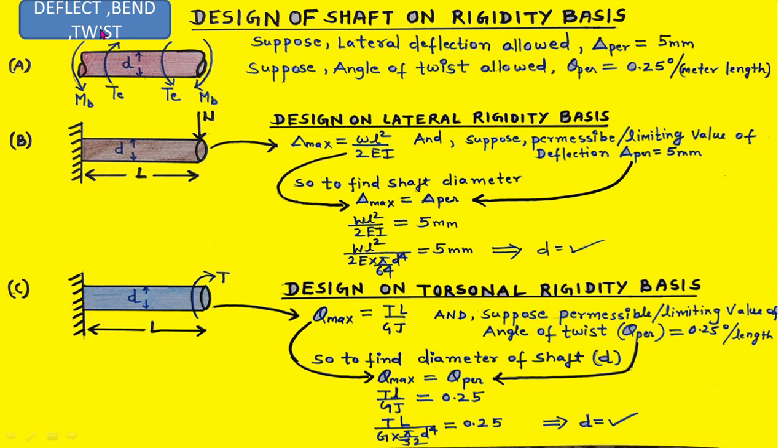So we set a limiting value of deflection and twisting, and we say that the deflection or twisting or bending of the shaft should not exceed this limiting value. So we will set a limit for the deflection, twist or bending, and that limit should not be reached in the shaft. Then the shaft is said to be designed under torsional rigidity or lateral rigidity.